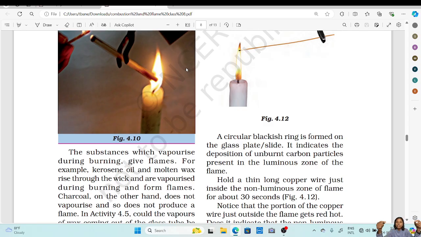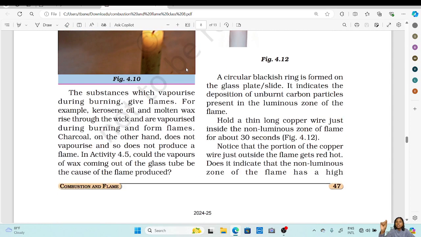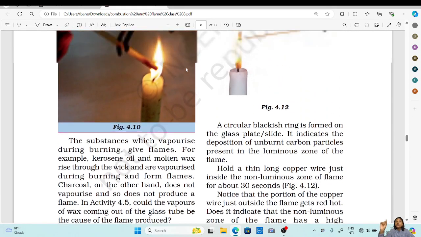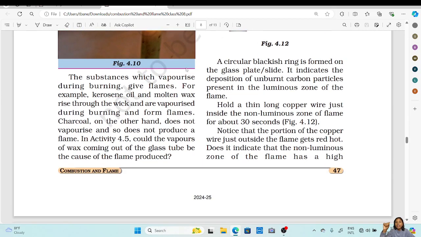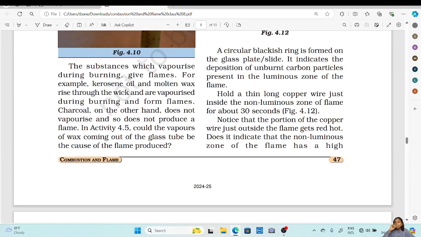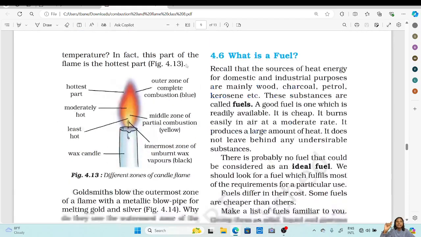Okay, now further when we take a copper wire and place it at the outer end, that is the non-luminous zone, and we placed it only for 30 seconds, that is very few seconds, that is when we saw that the copper wire turned red hot. So that indicated that the non-luminous zone is the hottest part of any flame.